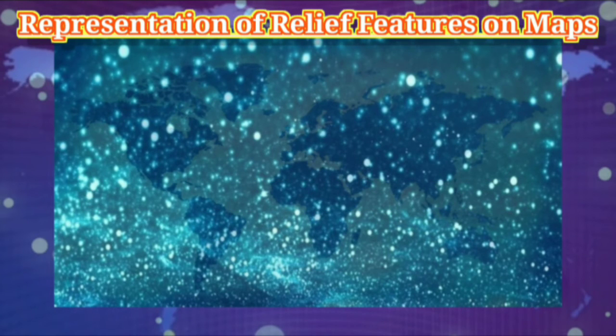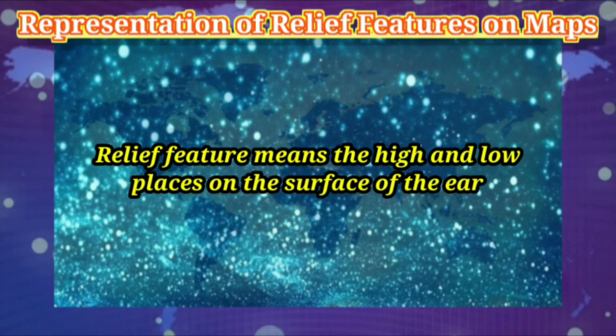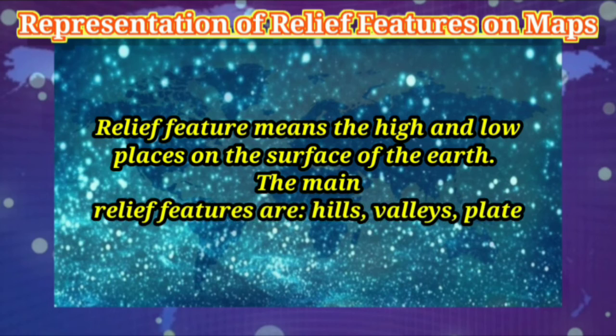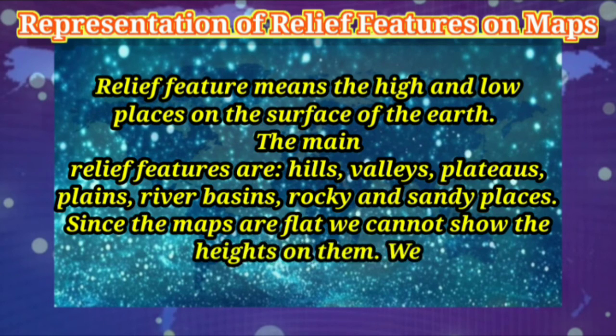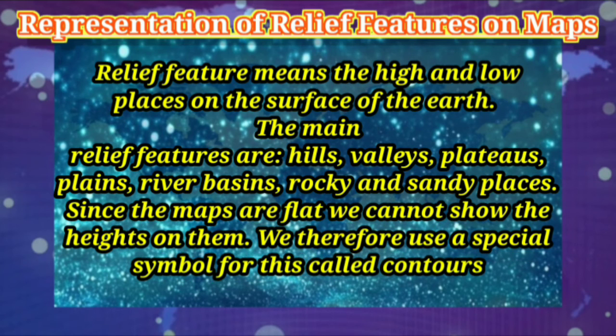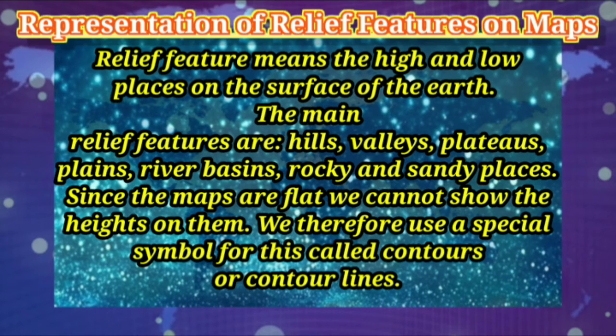Representation of relief features on maps. Relief feature means the high and low places on the surface of the earth. The main relief features are hills, valleys, plateaus, plains, river basins, rocky and sandy places. Since the maps are flat, we cannot show the heights on them. We therefore use a special symbol for this called contours or contour lines.